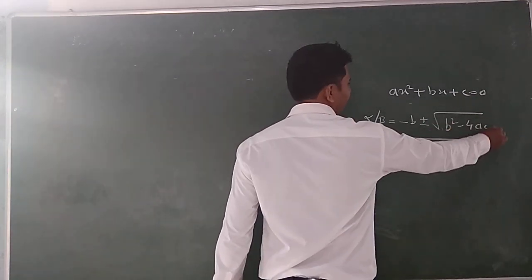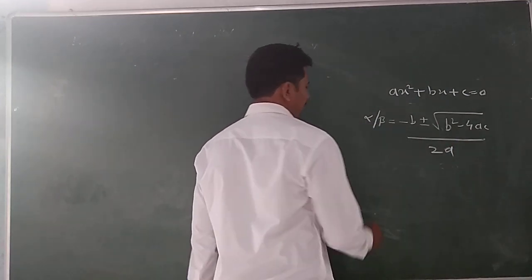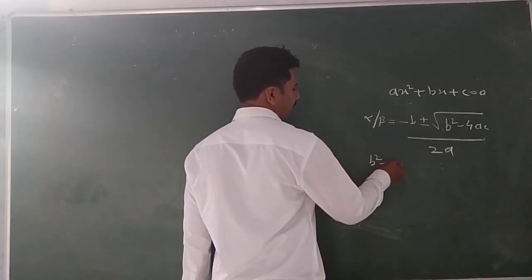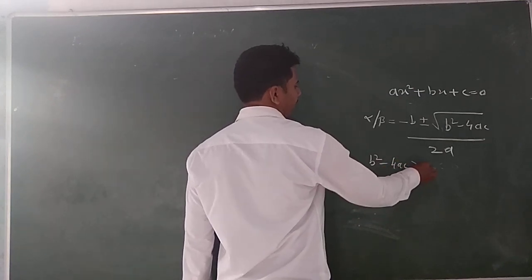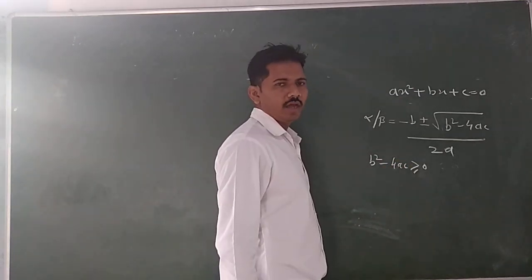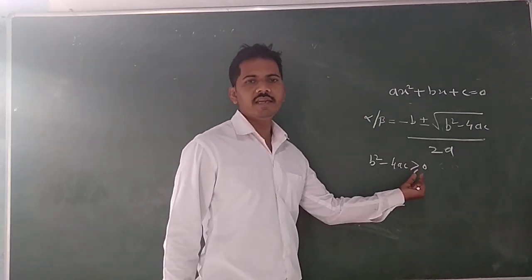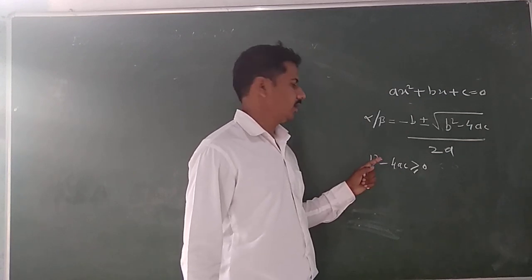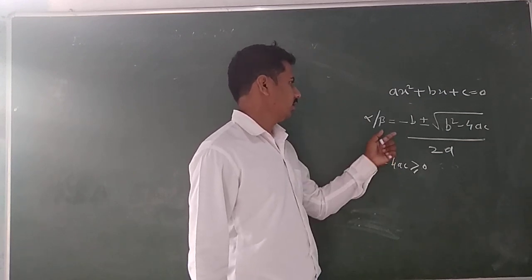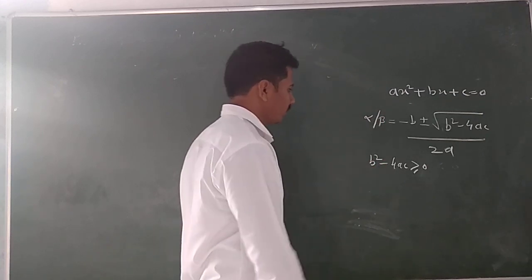This whole part is called the discriminant, that is, b square minus 4ac. If it is greater than or equal to 0, then we know that roots are real. If equal to 0, roots are real and equal. If greater than 0, roots are real and unequal. The nature of the roots depends on this b square minus 4ac.